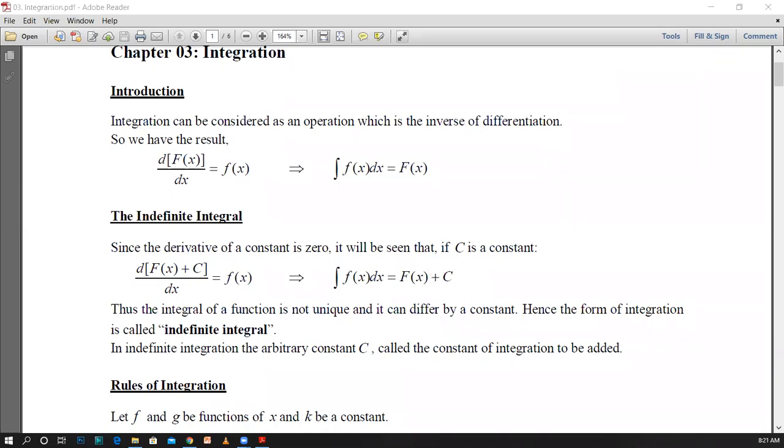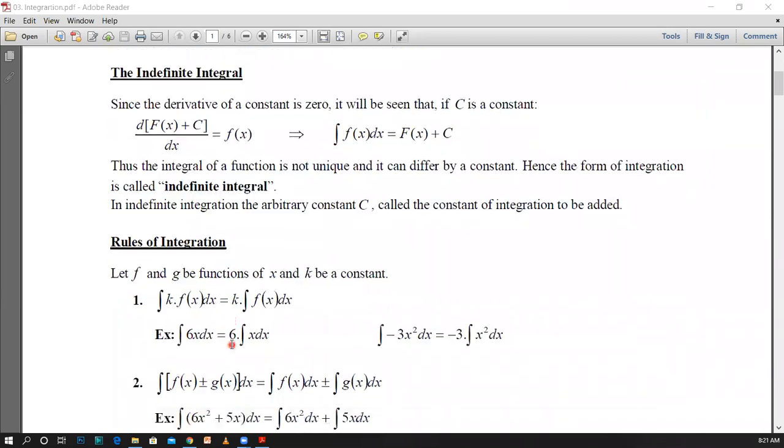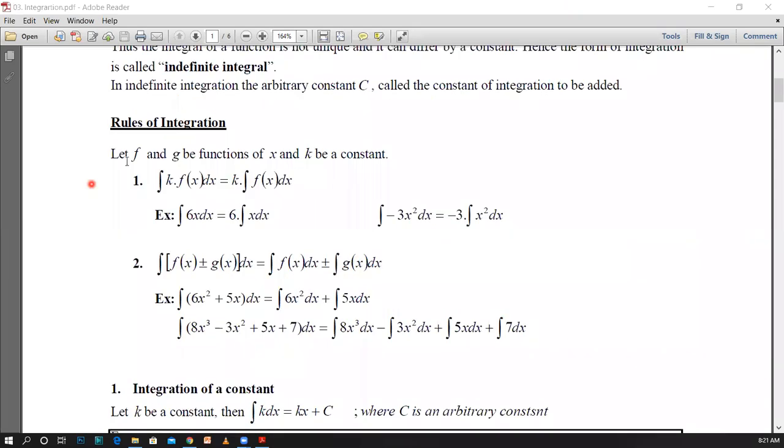Okay, now we will go through the rules of integration. Now think about this: let f and g be two functions of x, and let k be a constant. If you have a function multiplied by this constant k inside the integration, you can take the constant out of the integration and then perform the integration for the function f(x).